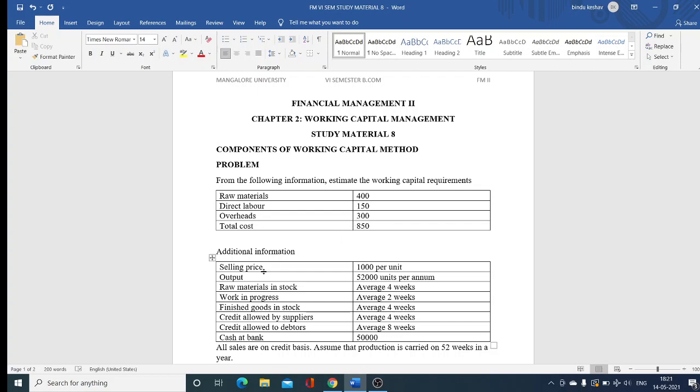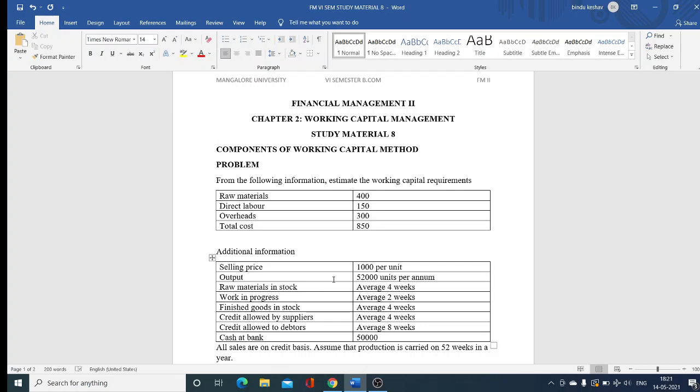Additional information: selling price 1000 per unit, output 52,000 units per annum, raw materials in stock average 4 weeks, work in progress average 2 weeks, finished goods in stock average 4 weeks, credit allowed by the suppliers average 4 weeks, credit allowed to debtors average 8 weeks, cash at bank 50,000. All sales are on credit basis. Assume that the production is carried on 52 weeks in a year.